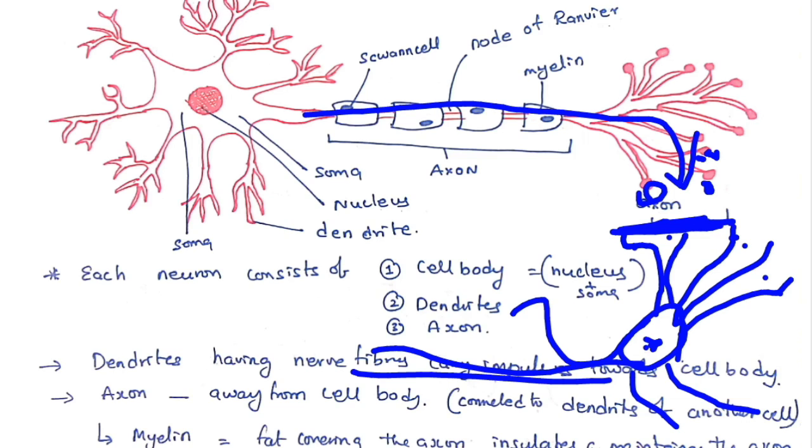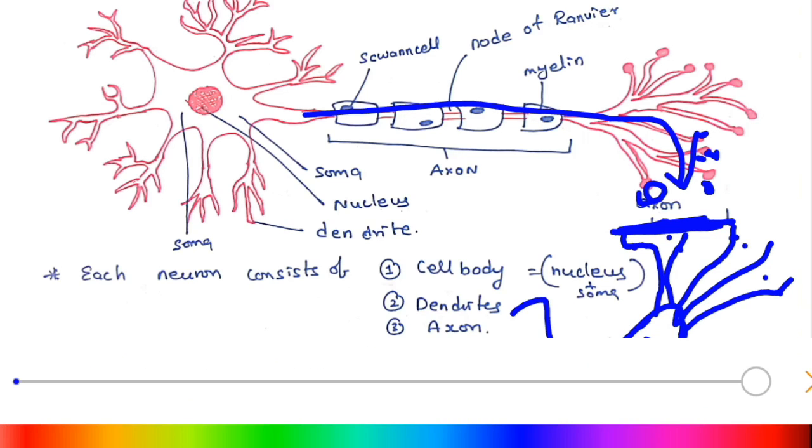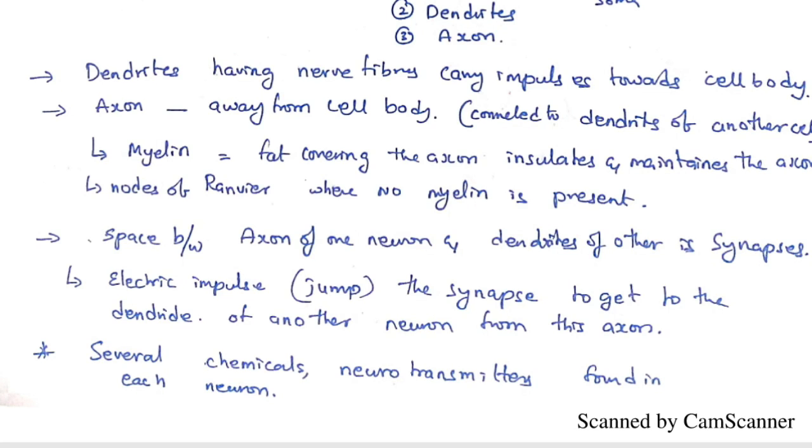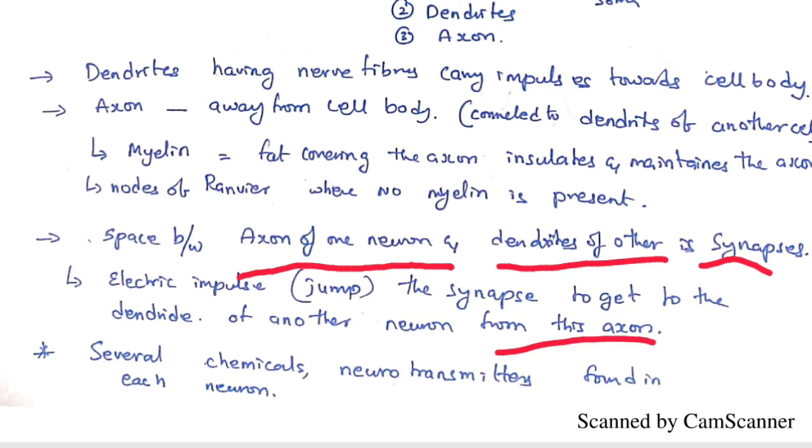The information which is going from axon to dendrites has to jump from the axon terminals to the dendrites, friends. The space between the axon of one neuron and the dendrites of another neuron is called the synapse. The electrical impulse should jump the synapse to get to the dendrite of another neuron from the earlier axon, friends.